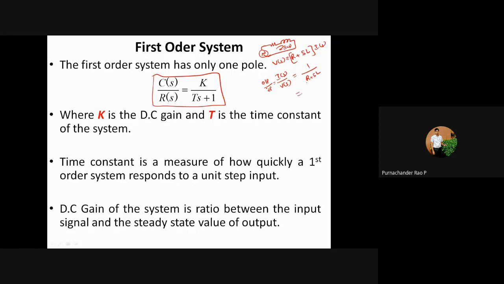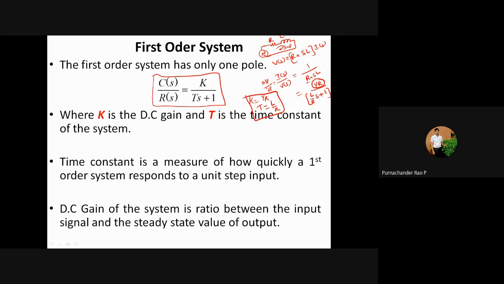Here I'll take R common. Then it will be 1 by R divided by 1 plus L by R into s. So if you take R common, this is going to be like this. Here 1 by R is the gain, so K is equal to 1 by R, and the time constant T is equal to L by R. So these are the values of your electrical system, the series RL circuit.